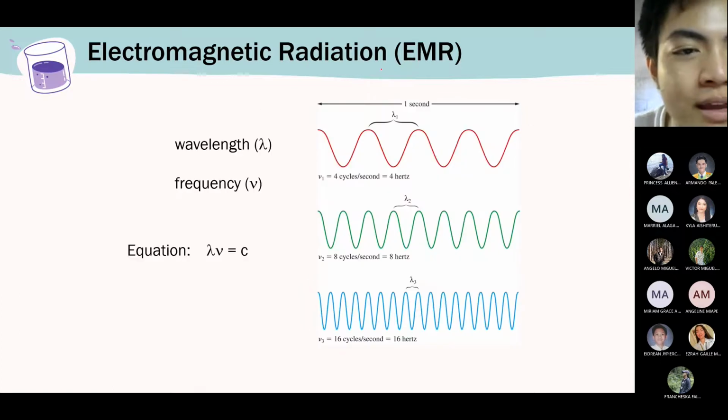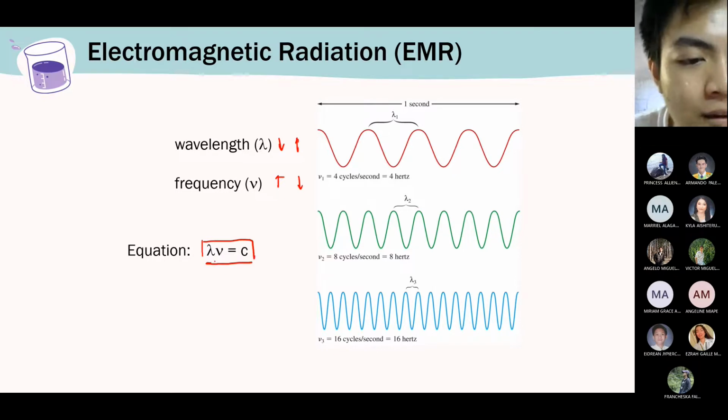Okay, and ito nga yung characteristic ng ating wave. It should be on the earlier slide pala. Okay, as I mentioned, the smaller the wavelength, the higher the frequency becomes, and vice versa. Okay, the equation that relates frequency and the wavelength is this one. So it's lambda times nu equals c. Okay, wherein lambda is the wavelength and the nu is the frequency. We can sometimes call it v, but we call it nu, no? So it's a Greek letter.